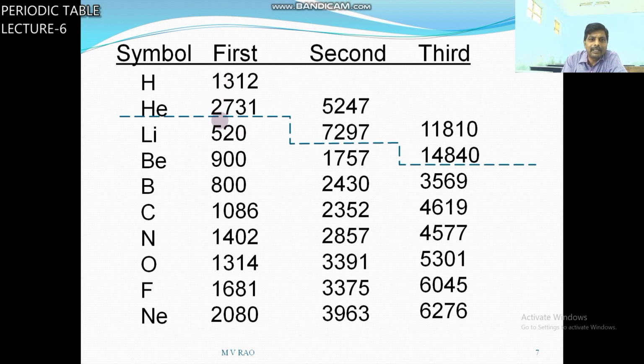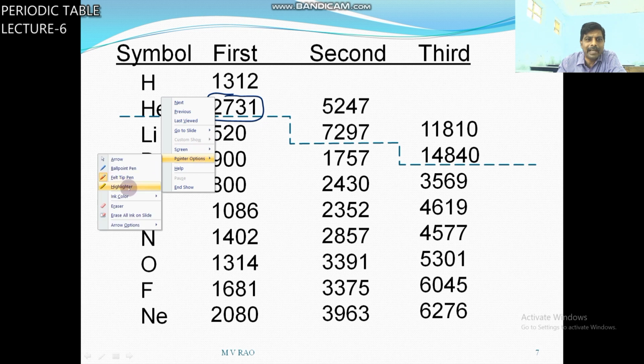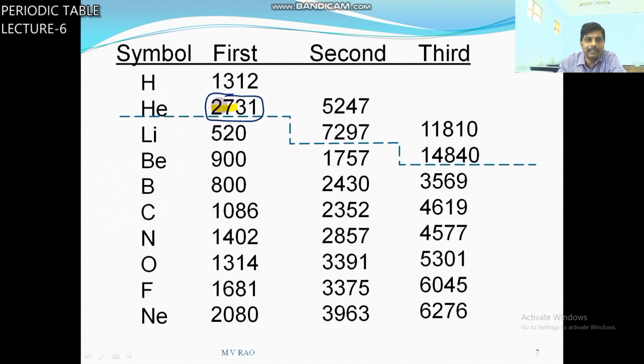Among all these elements, helium is the element with the highest first IP value.